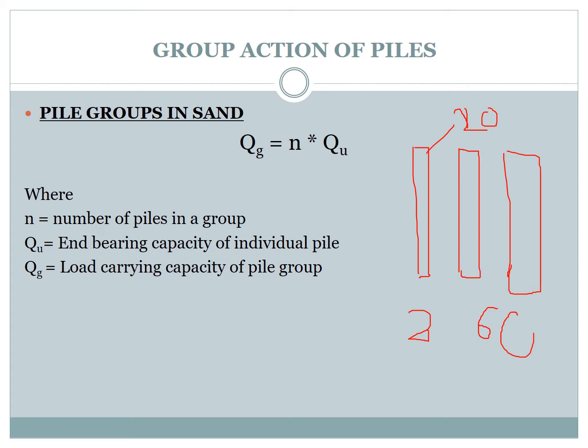So in sand soil, the load carrying capacity of the large equivalent pile will be more than the sum of the load carrying capacities of the individual piles because of the densification of the soil. The capacity of a pile group in sand can be found by this equation, where Qg is the load carrying capacity of the pile group, N is the number of piles in a group, and Qu is the capacity of a single pile.